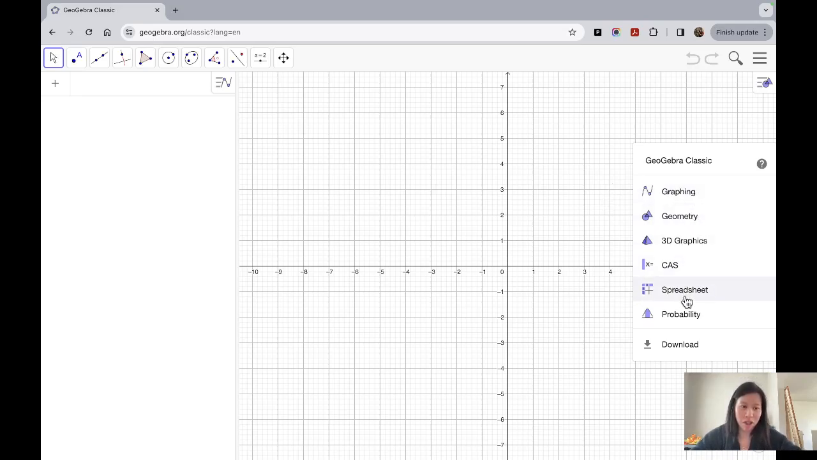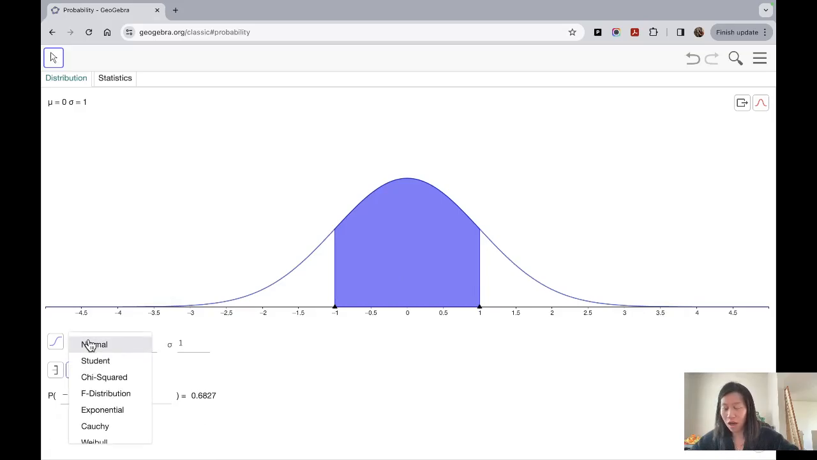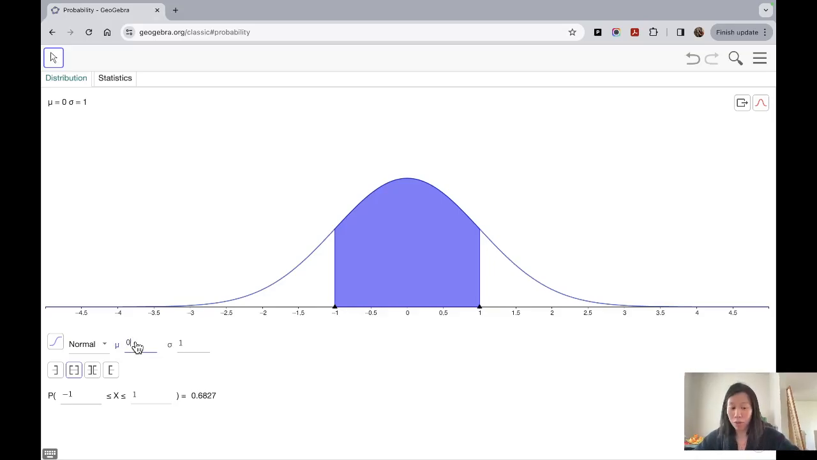graphing, geometric, and other things. We choose probability. So the default one is going to be normal distribution. If it's not, you will find in the drop down menu which one is normal distribution. But the default is normal distribution. Now in here, we just need to put in the mu.